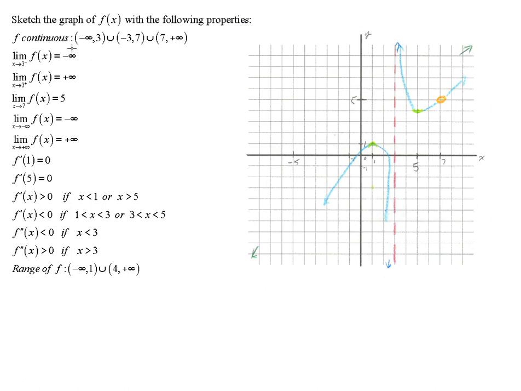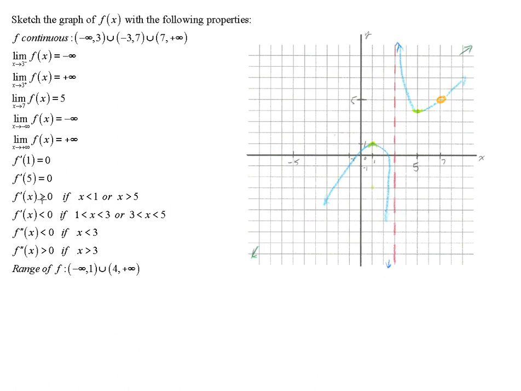So f is continuous from negative infinity to 3, from 3 to 7, and from 7 to infinity. Now you can look here and notice that this graph is continuous. Here at 3 it's got a vertical asymptote, and here at 7 it's got a hole. And the reason for that, I'll draw those in.